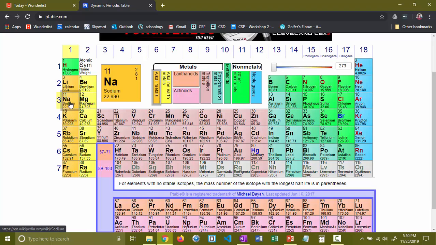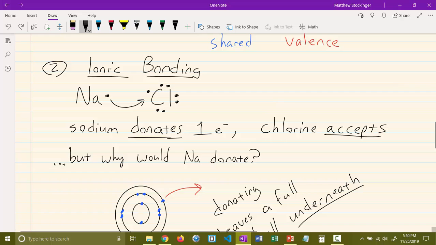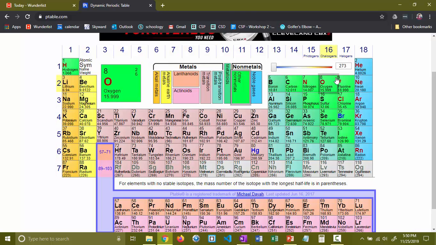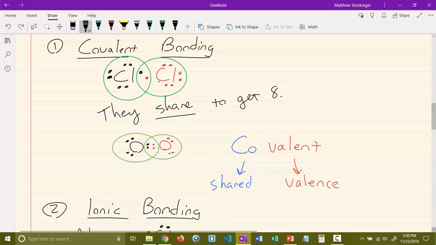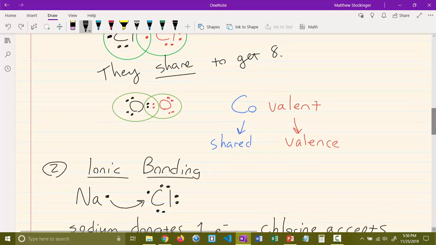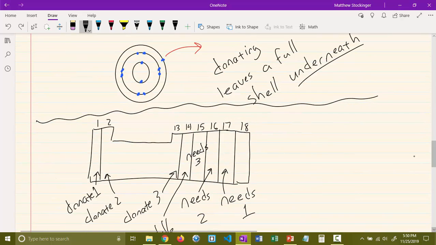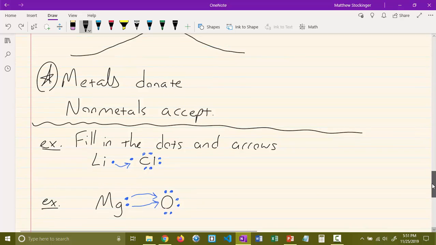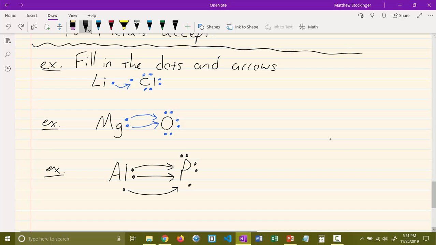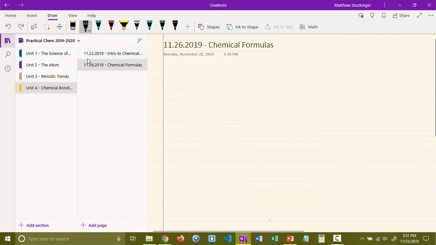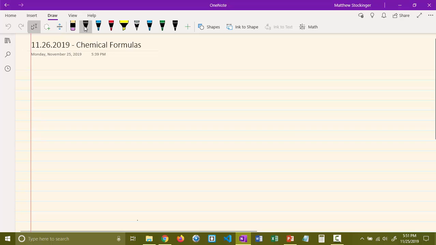So metals on the left, nonmetals on the right. When you have a metal donating to a nonmetal, that's always the way it goes with ionic. When you have 2 nonmetals sharing, that's always the way it goes with covalent bonding. So right away, just by looking at what elements you're dealing with, you can tell already what's going to happen. Okay, so that's a big key for today, and I'll go ahead and start a new page of notes so that we can get that in there. Okay, and then we'll try a couple practice problems so that you know actually what you're doing.